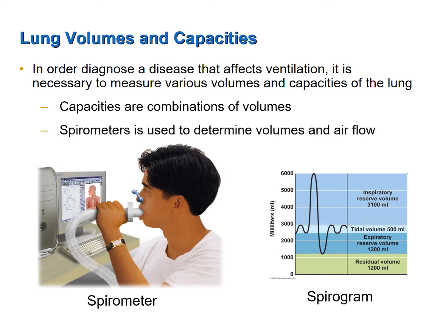An instrument used to measure volumes as well as the movement of air into or out of the lungs is called a spirometer. A spirometer consists of a mouthpiece and a tube connected to a measuring device. The patient is asked to perform different breathing actions, and the recording that is made is called a spirogram. By analyzing a spirogram, the various lung volumes and capacities can be determined.